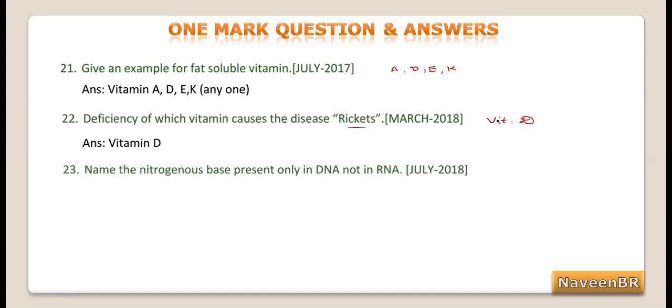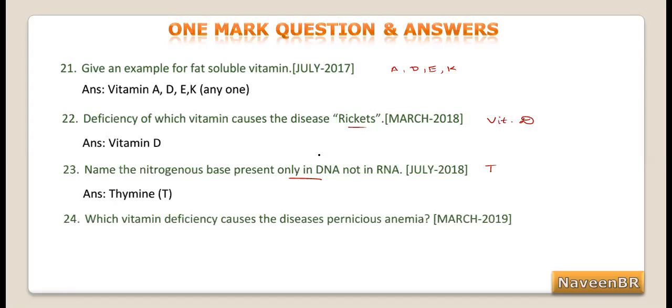The next question from the supplementary of 2018. Name the nitrogenous base present only in DNA but not in RNA. What is seen only in DNA is thymine. What is seen only in RNA is uracil. So you can remember RU: RNA with uracil as the only nitrogenous base seen. So it is DT, you can remember. So thymine is seen only in DNA. The answer is thymine.